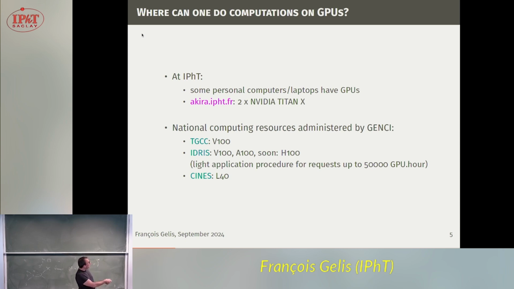But what they call small projects is actually pretty sizable. It's 50,000 GPU hours in a year. If you do the math, it's like having 4 GPUs for you 24 hours a day, all days during the year. So it's quite convenient. And the GPUs you get access to are quite a bit faster than those we have on this machine, for instance.